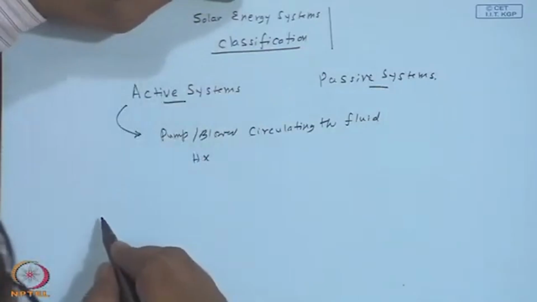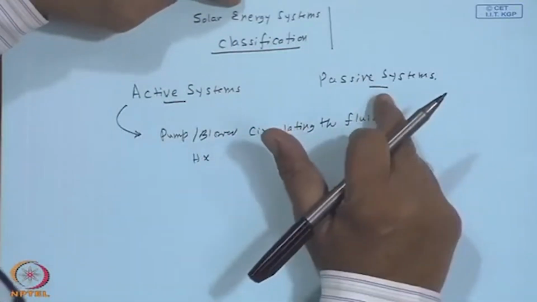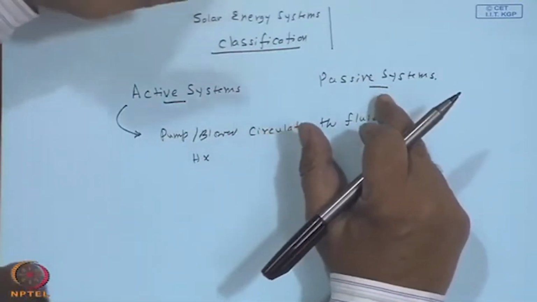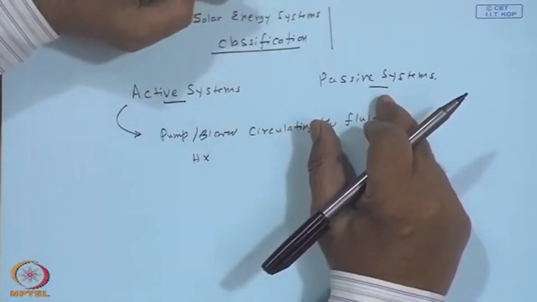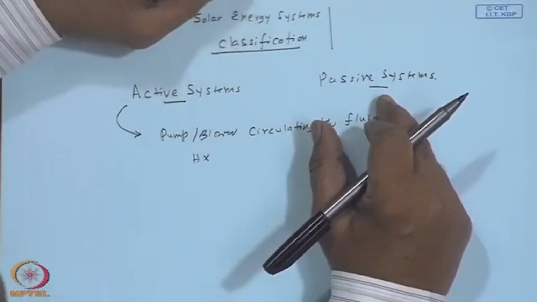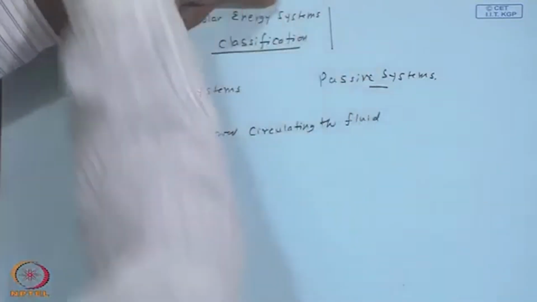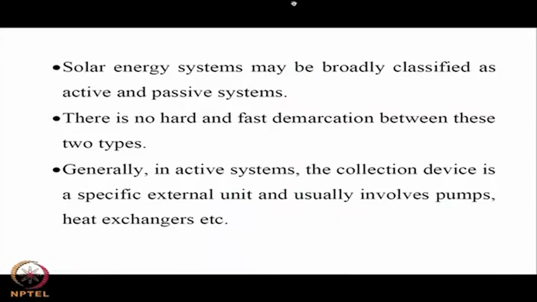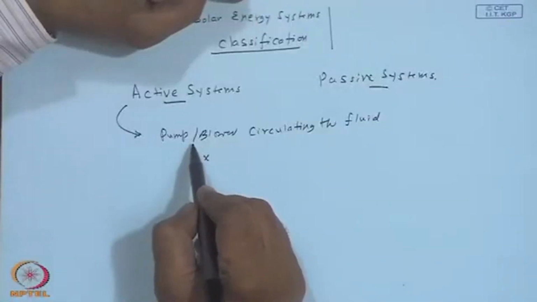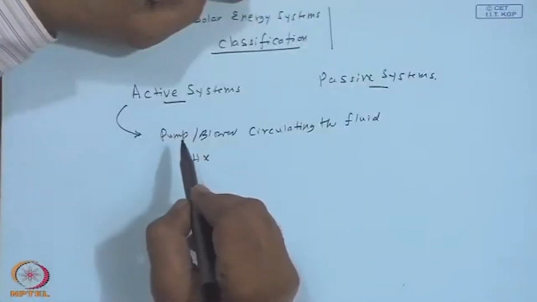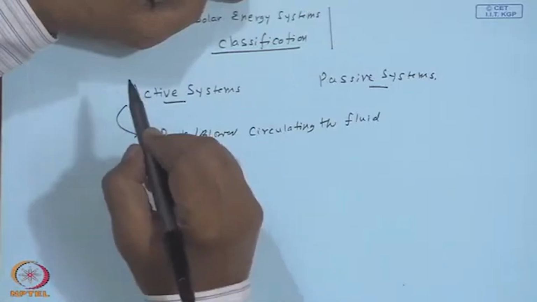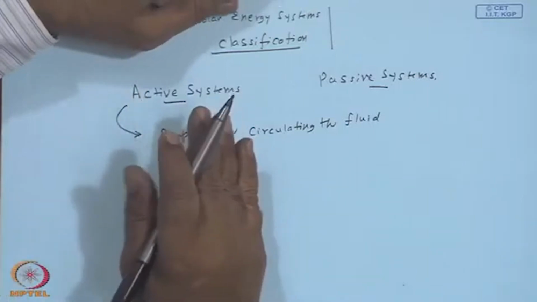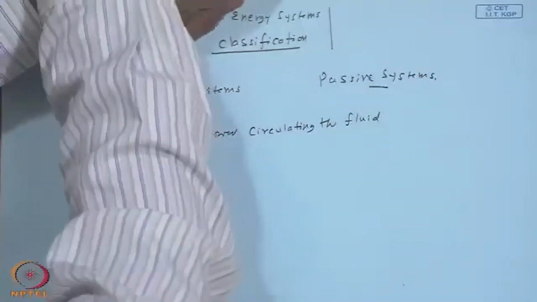But this is not to say one can have a counterpart passive system like a greenhouse, which we will deal with a little later, which may have a small fan to exhaust the hot humid air. So, that is not an active system. Similarly, if there is no pump and if it is being circulated by thermosiphon action, still it may be considered a flat plate collector system, an active system.